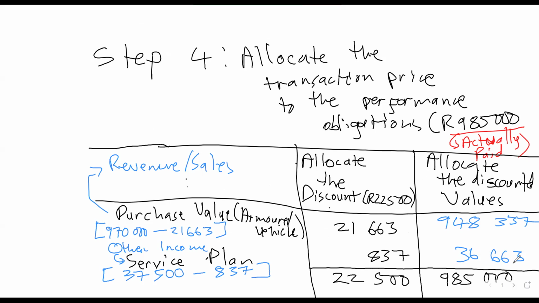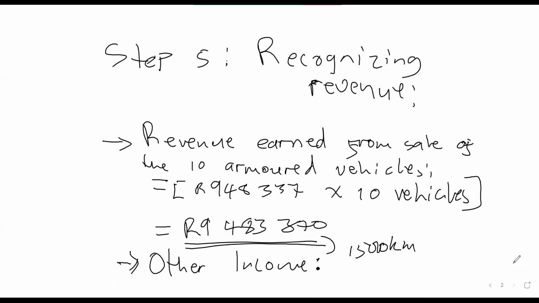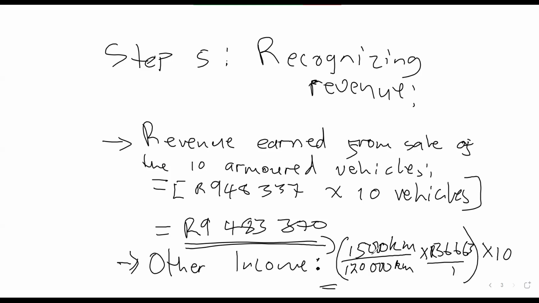So if I want to get the 15,000 kilometers portion, I'll take 15,000 kilometers divided by 120,000 kilometers times 36,663. In fact, let's do this in writing, Mr. Brendan. So it will be 15,000 kilometers divided by 120,000 kilometers. All I'm trying to determine is the portion that has been earned in respect of the service plan. They've already earned the 15,000 kilometers aspect, multiplied by that 36,663 rands. This is for one vehicle. Then this entire thing would be multiplied by 10 vehicles to give us the total revenue.